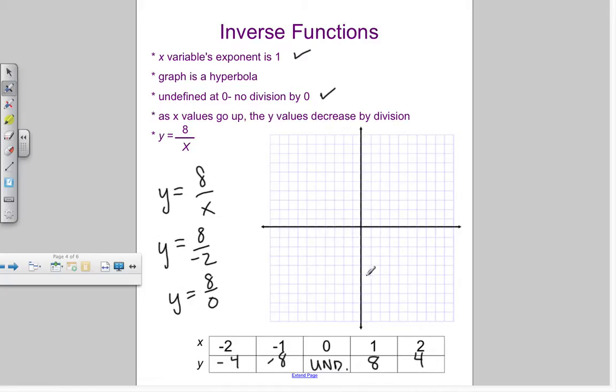Now, if I go to graph this, I can't graph anything along the y-axis because it's undefined, so there is no y-intercept. But 1, 8 is here, 2, 4 here. And if I kept going, let's say, I'm not going to use 3 because 8 doesn't divide by 3, but I could do a 4, 8 divided by 4, which would give me 2, so 4, 2. I kind of need a few more points to get going on this. If I did 8 here, what would I get? 8 divided by 8 is 1.